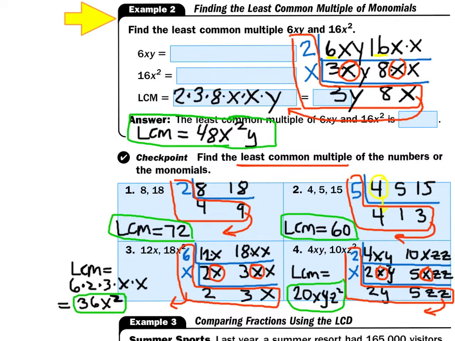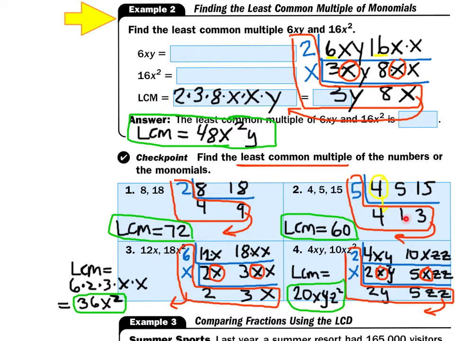Now, take a look at number 2. You can use this method with 3 numbers, but you just have to be careful, okay? Watch what I do. So I put 4, 5, and 15. I didn't multiply them, just 4, 5, and 15. And notice something. If I circle the 4 and I just look at the 5 and the 15, do you see that they have a common factor of 5? So I'm going to circle the 4 and just let it slide down. So I kind of ignore it, but I'm going to divide the 5 from 5 and 15. So I put the 5 on the outside, and then I drop the 4 down.